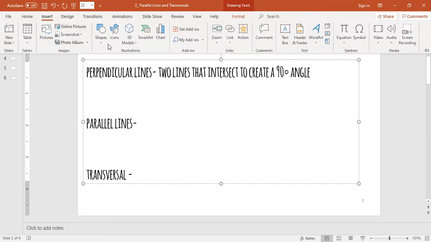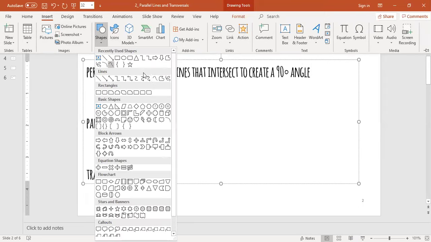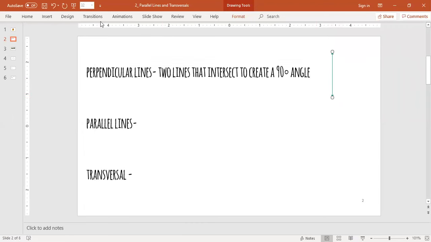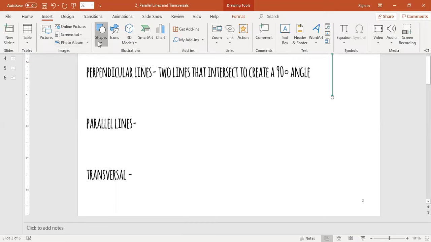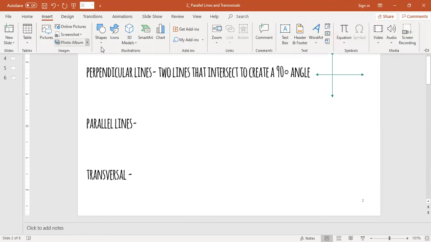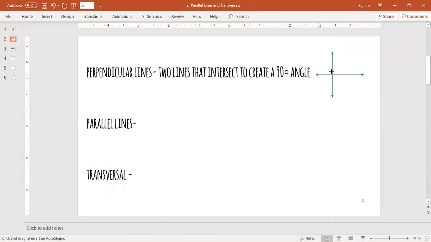So we can insert in here, I'm going to draw a little picture, and I highly suggest you draw a picture in your notes. We can draw a little picture of some perpendicular lines, and remember, our perpendicular lines make 90-degree angles, okay? So basically what that means is that we have that little symbol in the corner that tells me I'm working with right angles, and it creates four right angles. So two lines intersect to create a 90-degree angle, right?